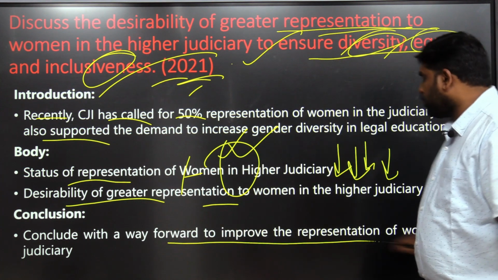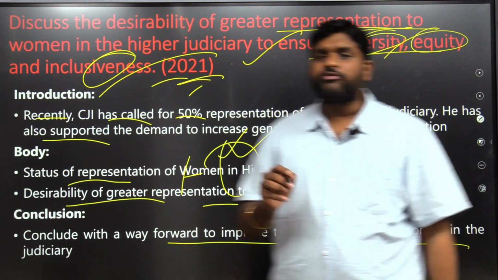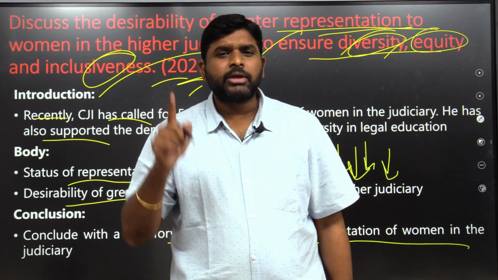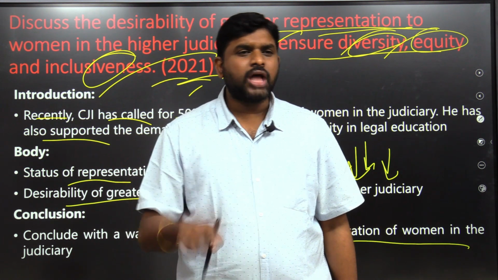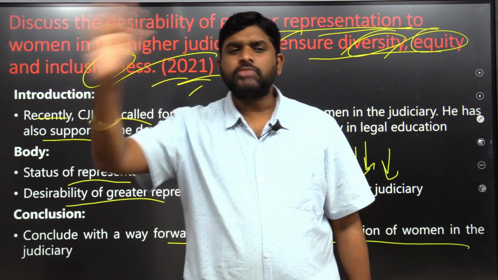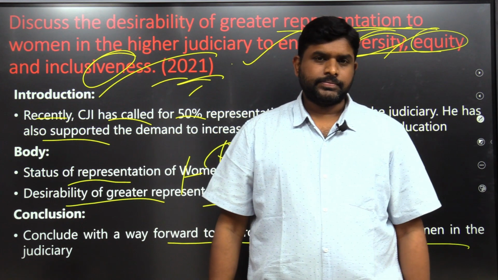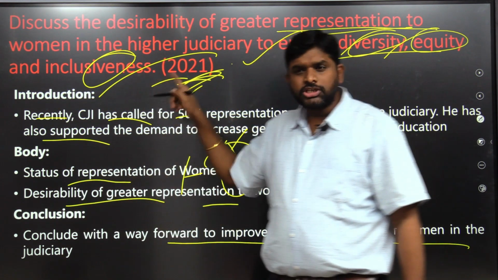Conclude with a way forward to improve the representation of women in the judiciary. Just as there is a 33% reservation for the legislature under the 108th Constitutional Amendment Bill, similarly there can be reservation for women in the higher judiciary also. At least they get a step into the judiciary. That is my way forward. In this way, my answer will be there for 2021. This is a social justice question.